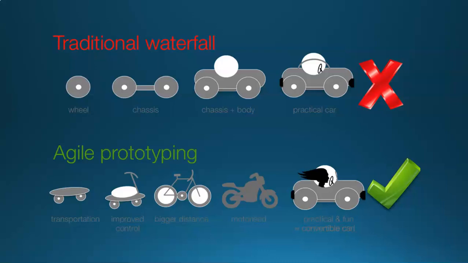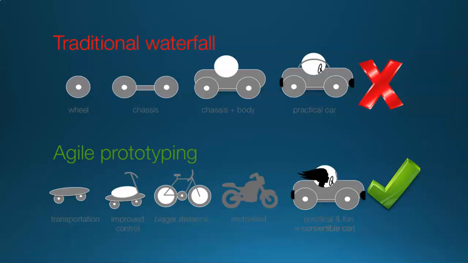The waterfall method is in red because throughout the project the customer will not be satisfied. Indeed, we can see that first we will show him a wheel. Of course, it's for a car, but I still cannot move from point A to point B, and so on. The chassis still does not allow me to move. The chassis plus the body is the same. I still cannot move without the steering wheel. Finally, we deliver the car so the customer will be satisfied, but after several months.